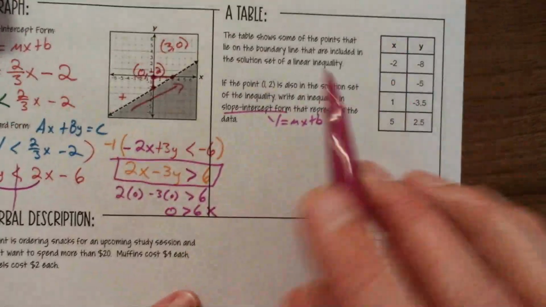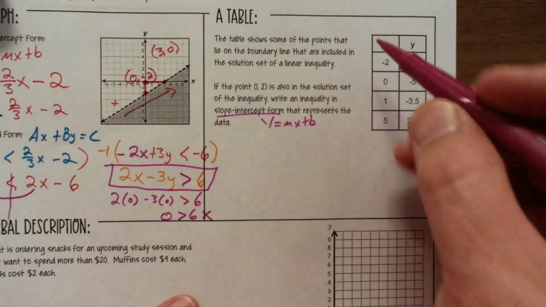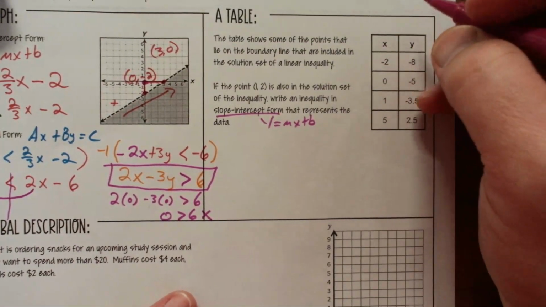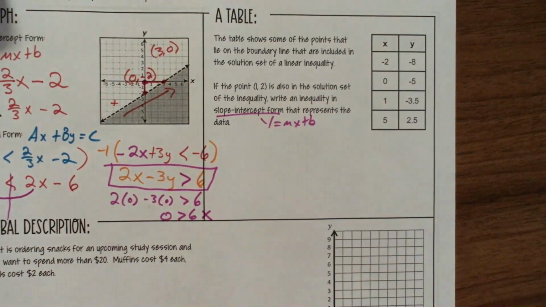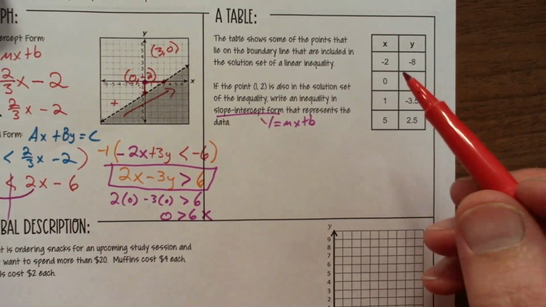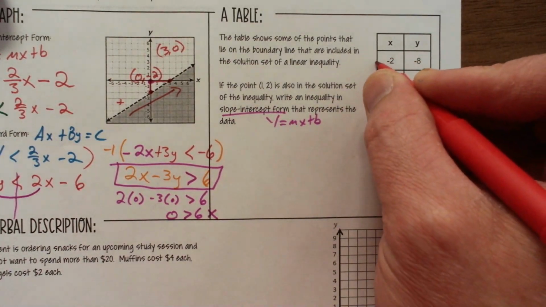Okay. All right. So what I can do is plug this entire table in and do a regression, and it will tell me what my slope and y-intercept are. However, I don't have Desmos up. So what I'm going to do is I'm going to do this.